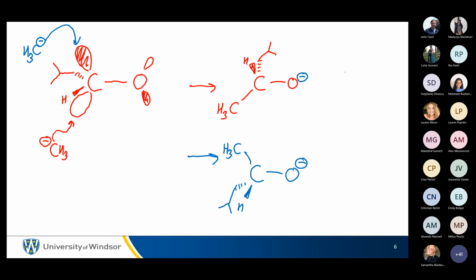First of all, looking at this mechanism, looking at attacking the top or the bottom, is there any difference? Is there an energy difference? Do you think that there's a preference? Is there a steric reason? Is there an energetic reason why we might attack the top or the bottom? Or does it not matter? They're the same.